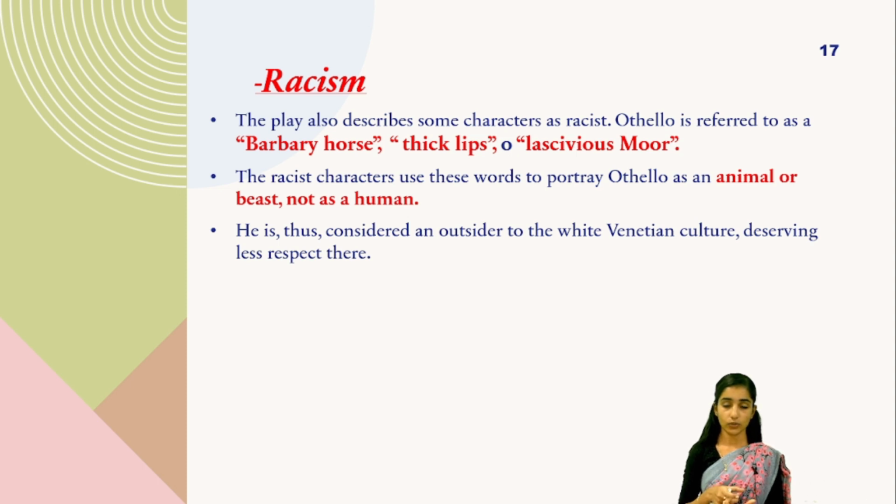Though he was staying in Venice, people in the country used to see him as an outsider because he belongs to a Moor family. He is thus considered an outsider in white Venetian culture, deserving less respect because he was a Moor, as I already told you, and he received very little respect compared to the other people.